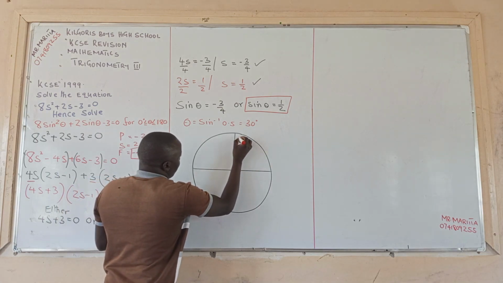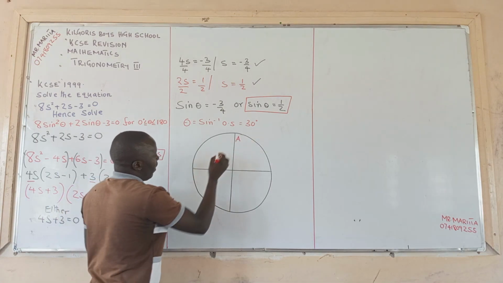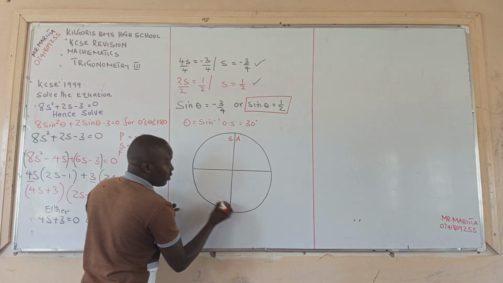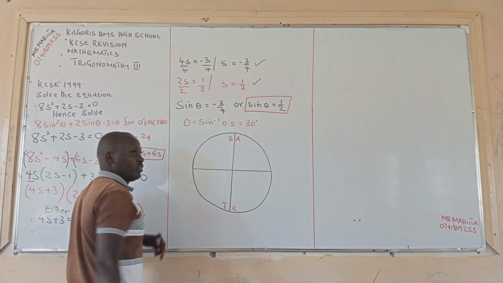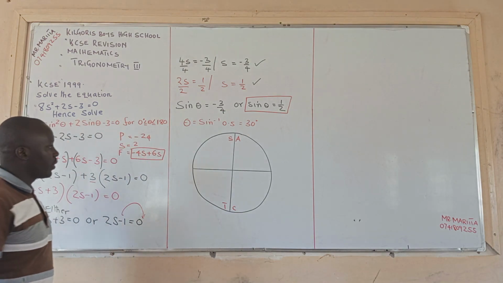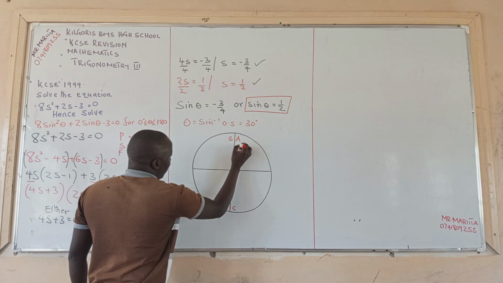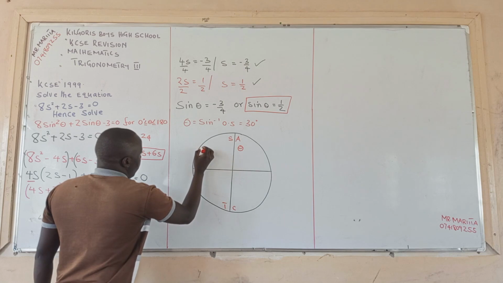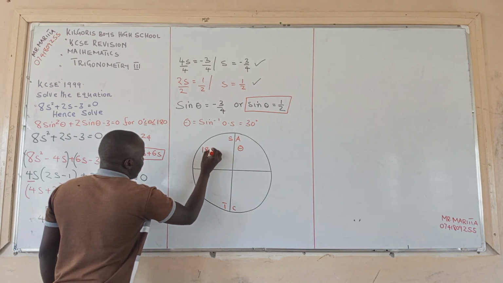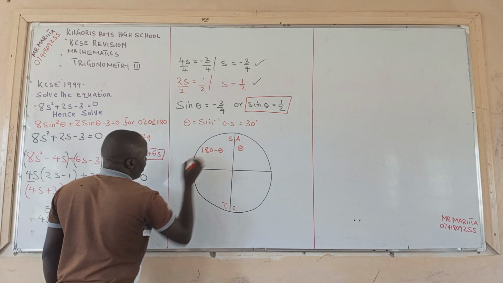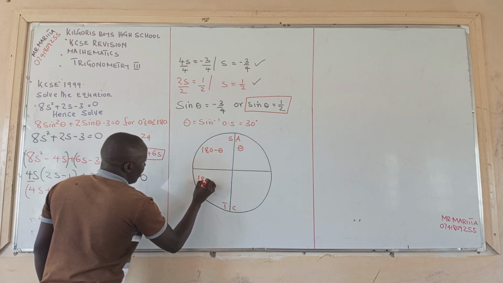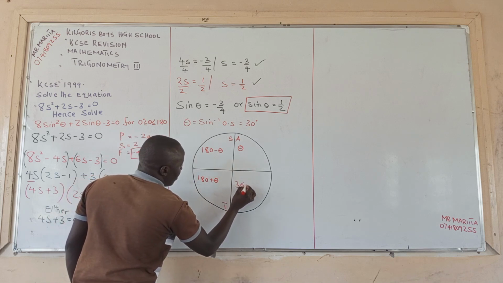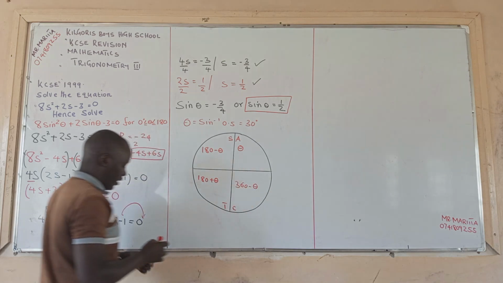In our first quadrant, all the trigonometric ratios are positive. In the second, we have the sine which is positive. Tangent is positive in the third quadrant, and the cosine is positive in the fourth quadrant. And again, you recall that here we have only theta. Here we have 180 minus theta. This is 180 plus theta, and this one is 360 minus theta.